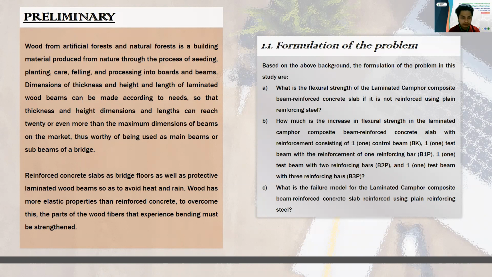Formulation of the problem. First, what is the flexural strength of laminated Camphor composite beam with reinforced concrete slab if it is not reinforced with plain reinforcing steel? Second, how much is the increase in flexural strength of the laminated Camphor composite beam with reinforced concrete slab with reinforcement consisting of one reinforcing bar, two reinforcing bars, and three reinforcing bars, compared to the control beam? And the third, what is the failure mode of the laminated Camphor composite beam with reinforced concrete slab reinforced using plain reinforcing steel?